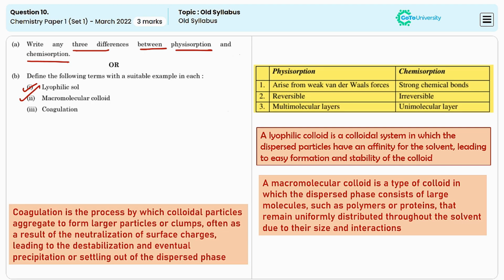The third one is coagulation. This is the process by which the colloidal particles aggregate or clump together to form larger clusters or precipitates. This will lead to the destabilization of the colloidal system. This can occur through various mechanisms and is often used in both natural and industrial processes.